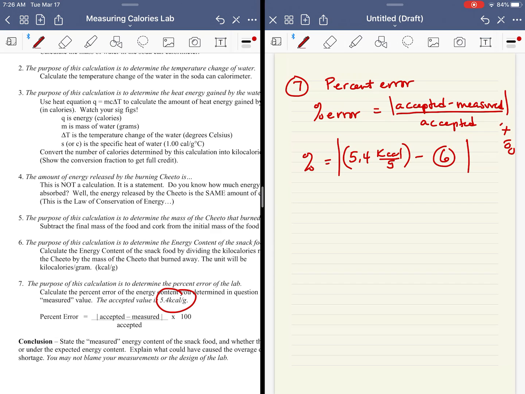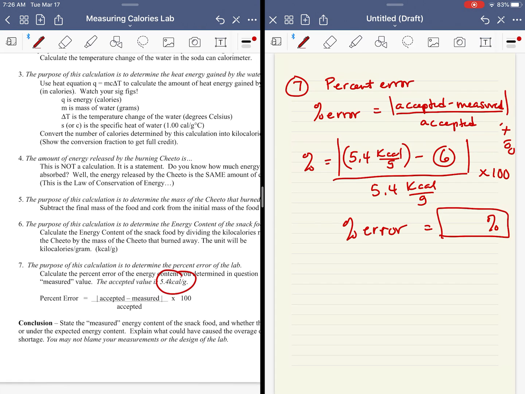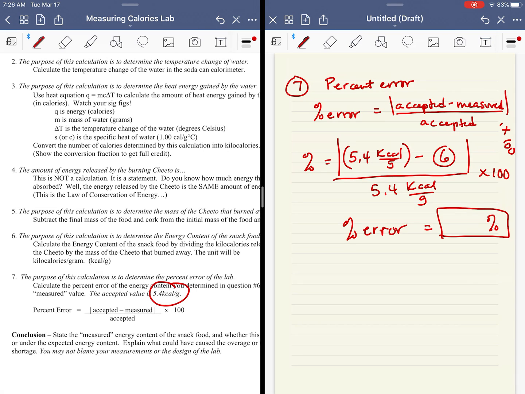All that in absolute value. We're going to divide that by 5.4 kcal per gram. The whole thing is multiplied by 100, and so the percent error is going to be equal to some number that will have a percent after it.